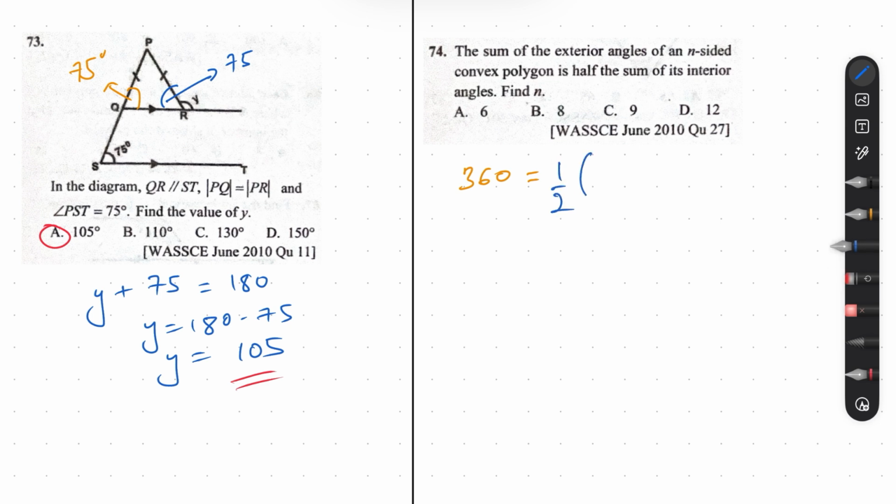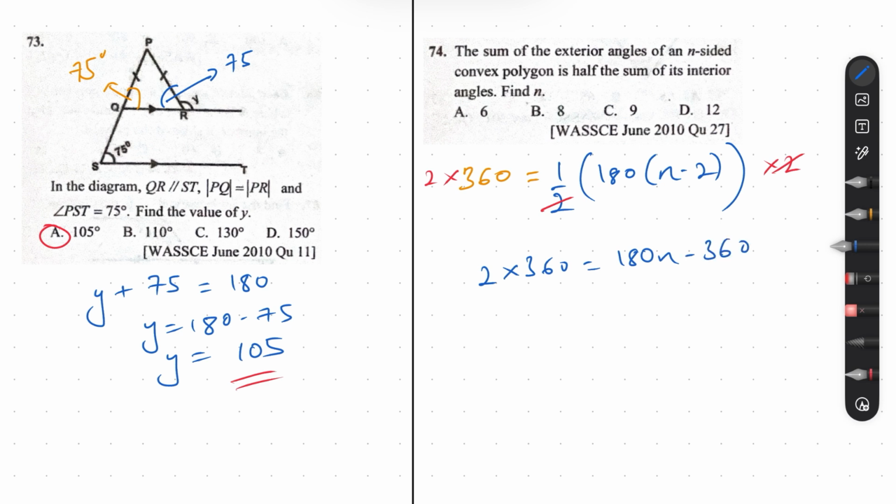And we know that the sum of interior angles is given by 180 times n minus 2, right? So if we expand this, we have 2 times 360 because we multiply both sides by 2. And then these two cancel each other, right? Cool. So we would have 720 equals 180n minus 360. Or we can do it in a different way. We can say 180 times n minus 2.